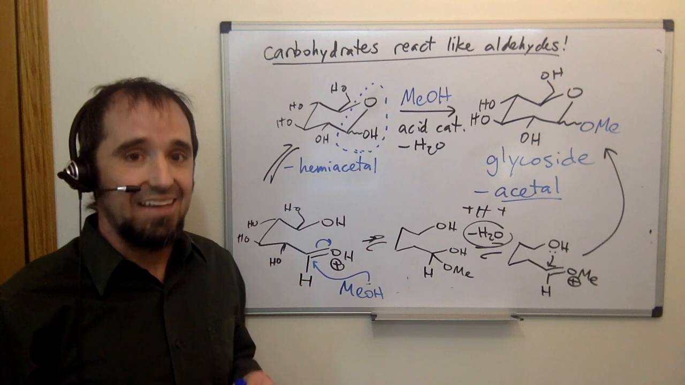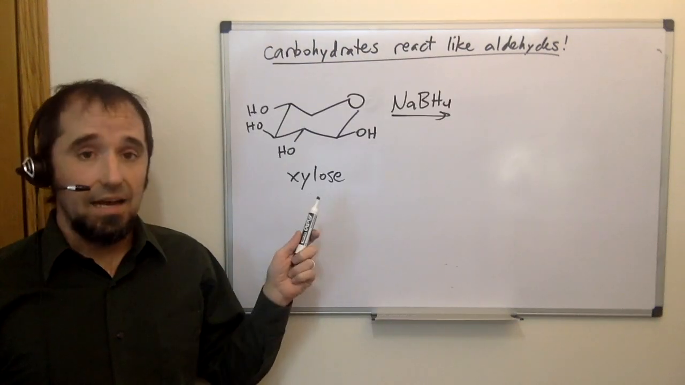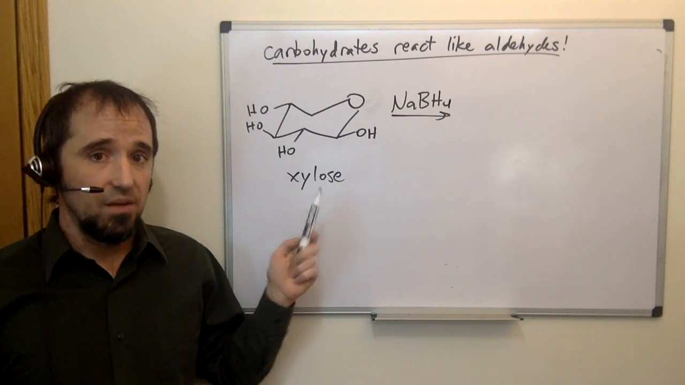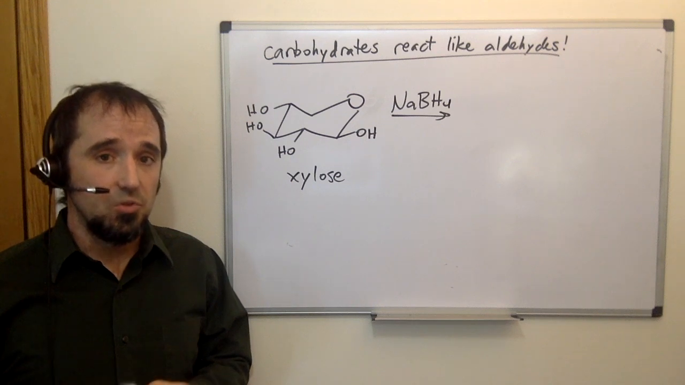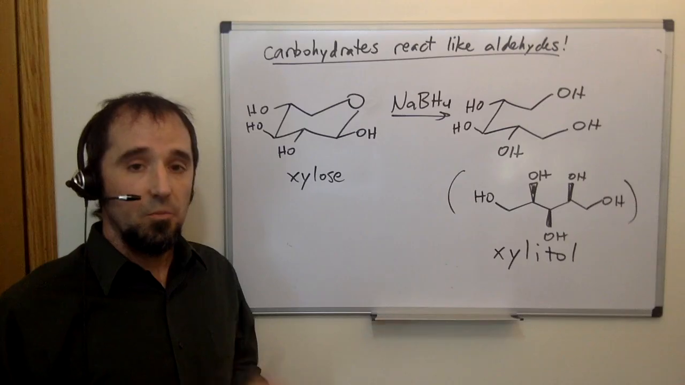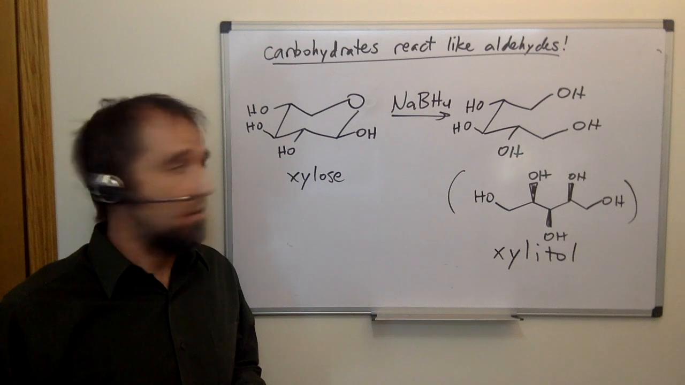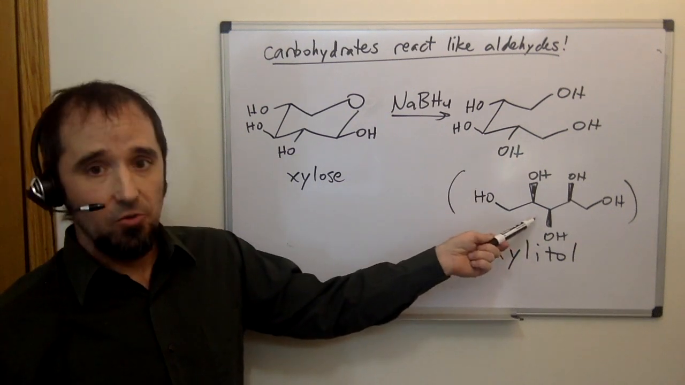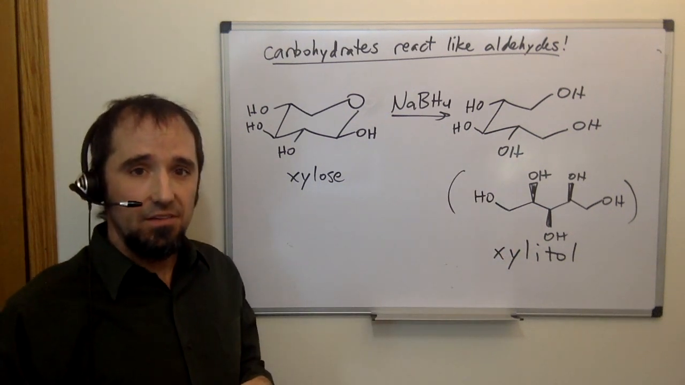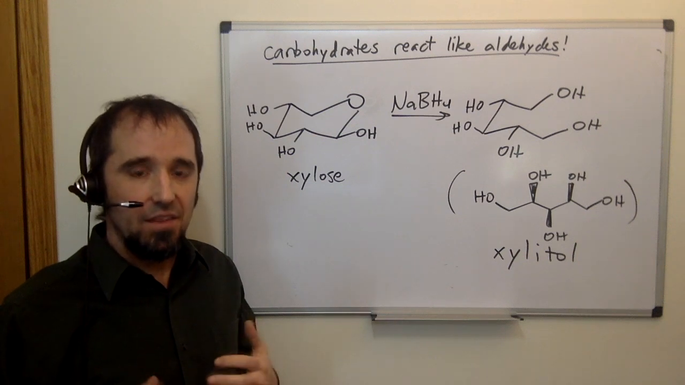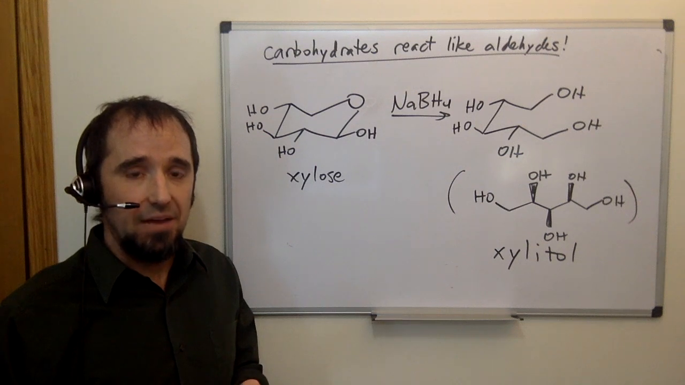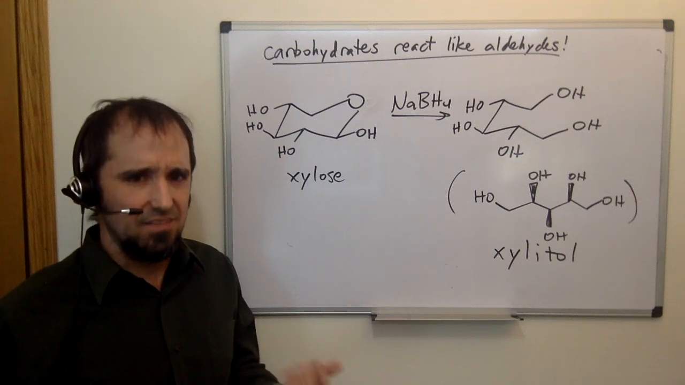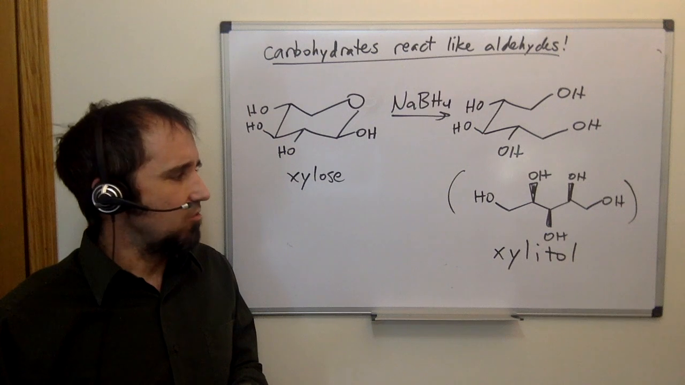Carbohydrates react like aldehydes. This is xylose. It's different than glucose because it's missing that CH2OH on the top, right? So it's a 5-carbon, not a 6-carbon sugar. This is reduced with sodium borohydride. The product of this reduction is xylitol, which can also be drawn like that. Xylitol is a commonly used sweetener that doesn't contribute to tooth decay. So if you have sugar-free gum, it's probably sweetened with xylitol. It's supposed to be really bad for pets, is what one vet told me once.